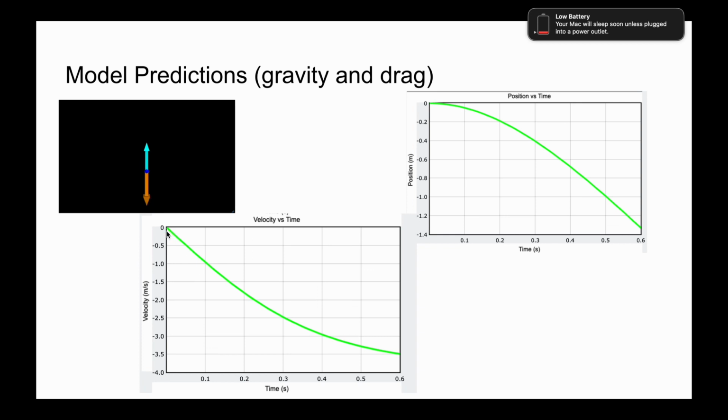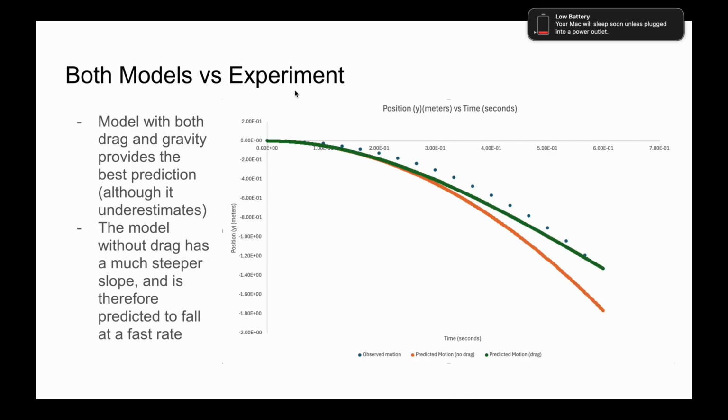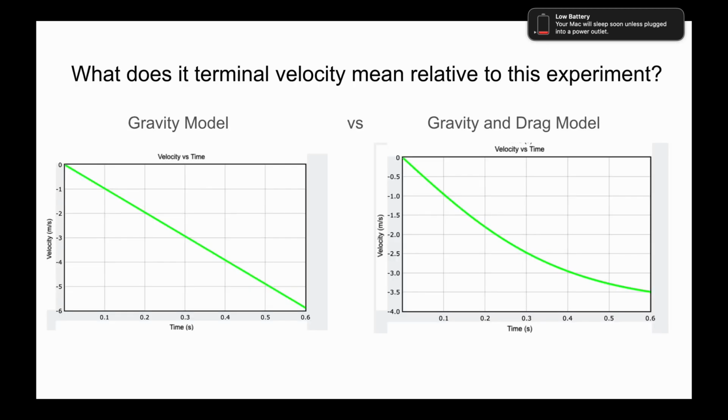As you can see, the velocity versus time graph has a slope that is slowly flattening, and that's due to the drag force. And this position versus time is slightly different. Here are both models versus the experiment. This is experimental, drag, and gravity. The closest model is the drag plus gravity model. It still underestimates, as you can see with this gap here, but the model without drag has a much steeper slope, and therefore it predicts the fall of the ball to be at a much faster rate.